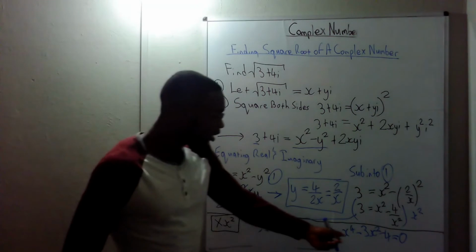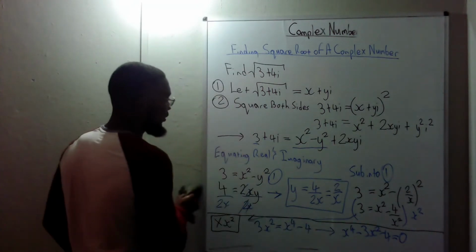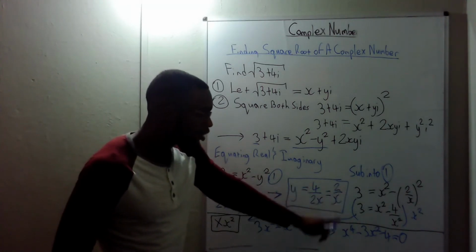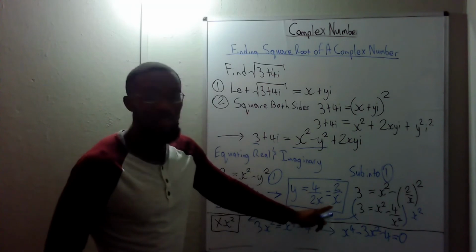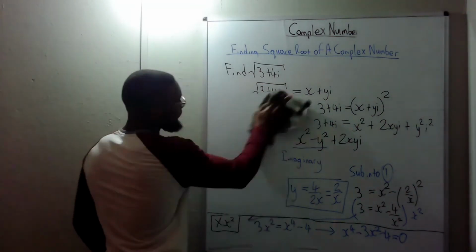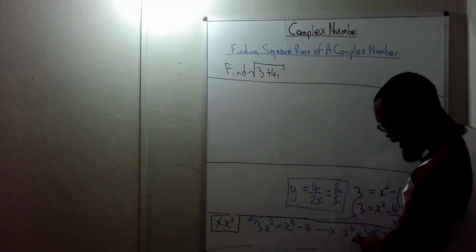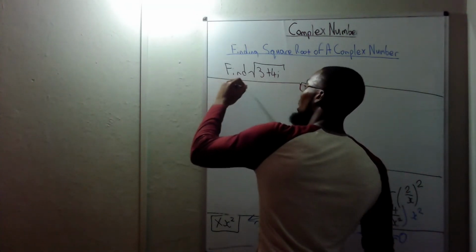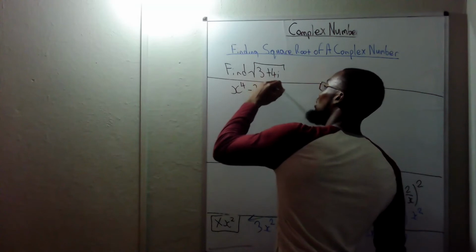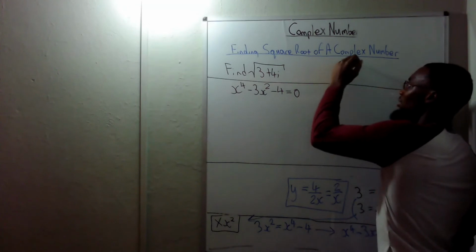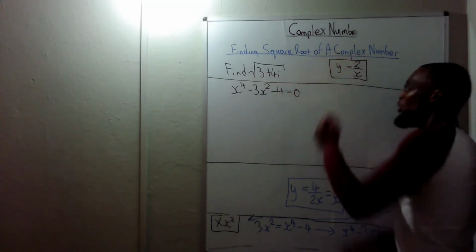All we're doing is solving this equation. And by the way, make sure we keep down that y is 2 over x, because when we find x, we're going to need to plug it into y to get the corresponding value of y. So we have x to the 4 minus 3x squared minus 4 equal to 0, and y is also 2 over x. Now we have all of the information.